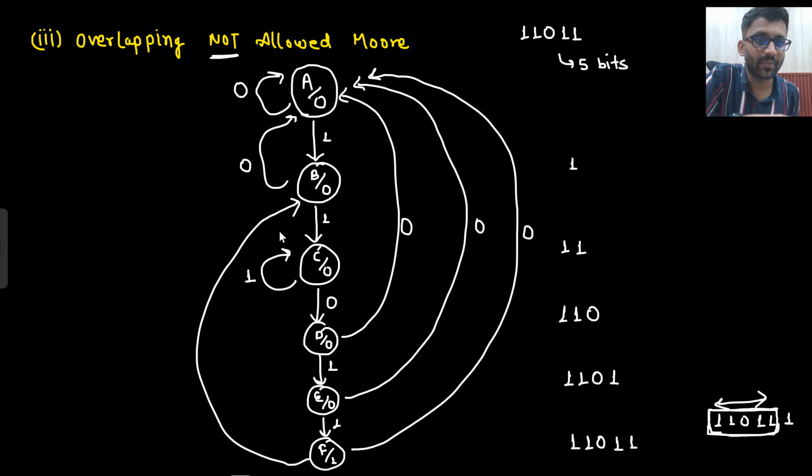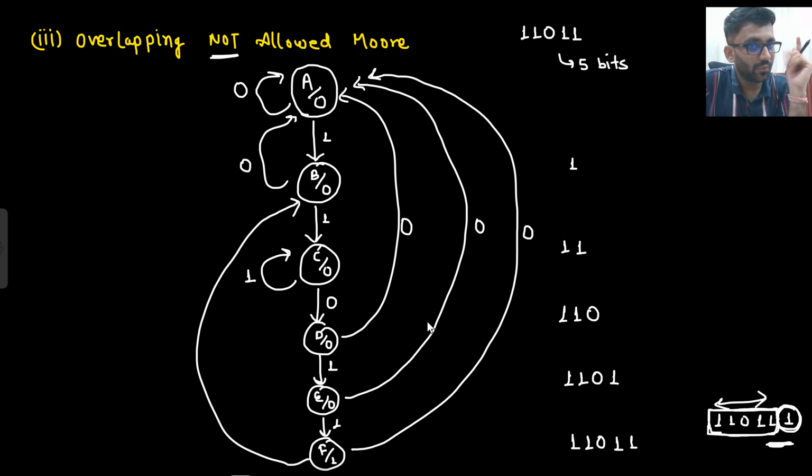This is not overlapping. If I was overlapping, then I would look for 1 1, and 1 1 is here. I would go to C, not to B. But I am going to B because these bits are gone now. What is left? This 1 is left. Now you will see what is the best case for this 1. The best case for this 1 is B. So that's why you are going to B.